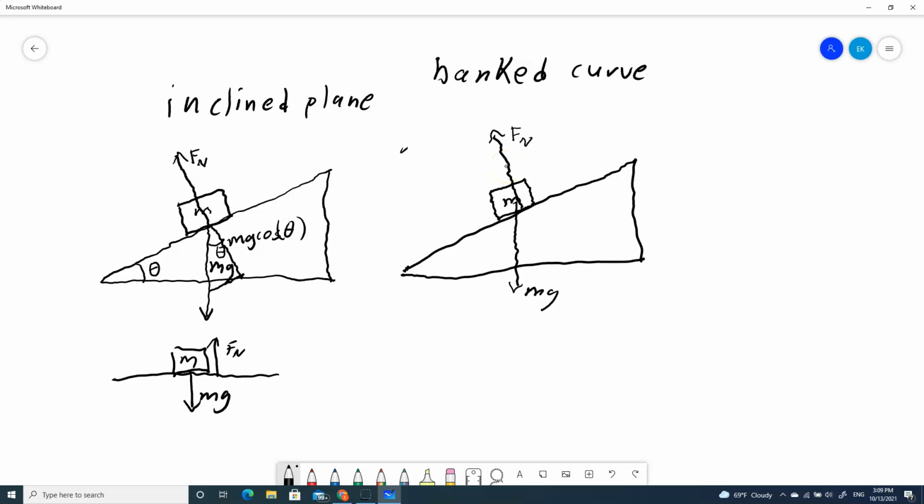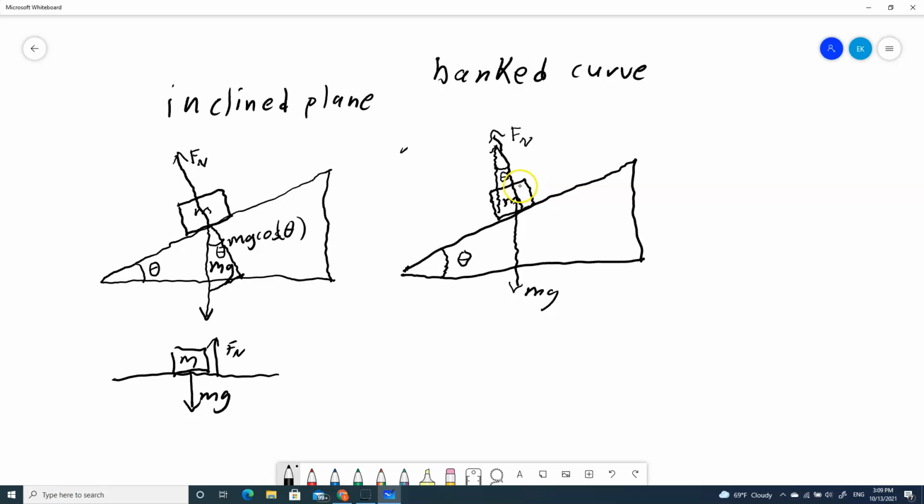I'm going to draw it right here. So, it's going to be up like this. That's the vertical component of force normal. And this angle right here, between these two, is actually equal to this angle right here. So that's theta. And that's theta also.